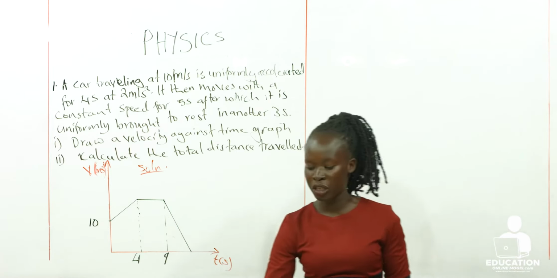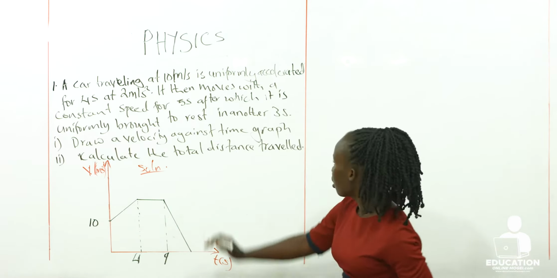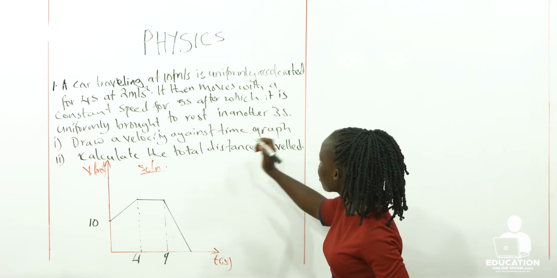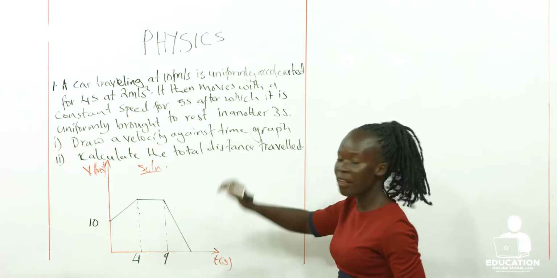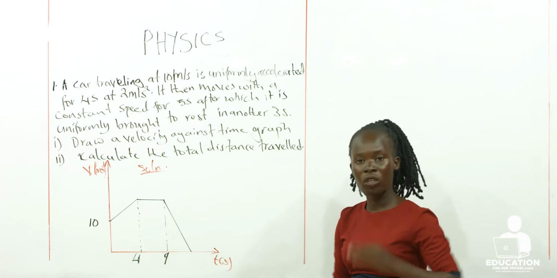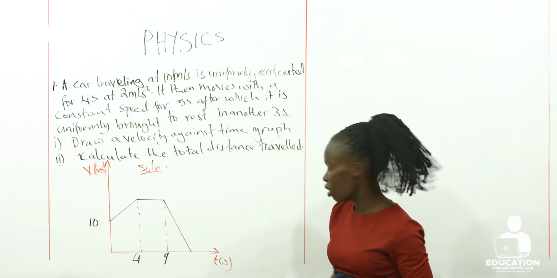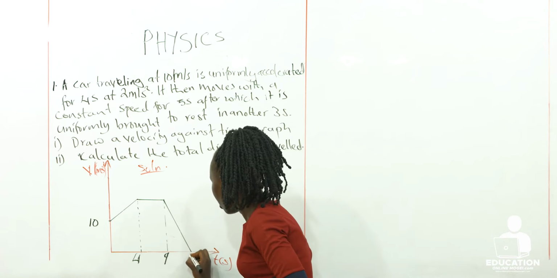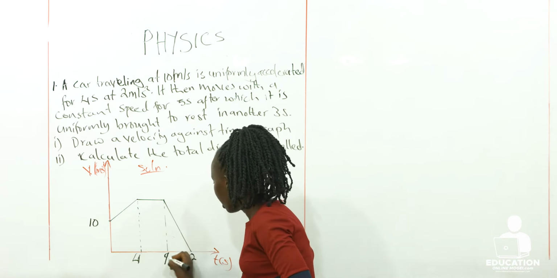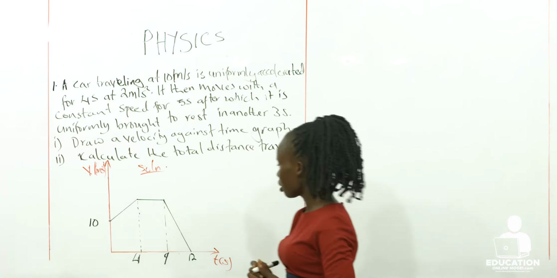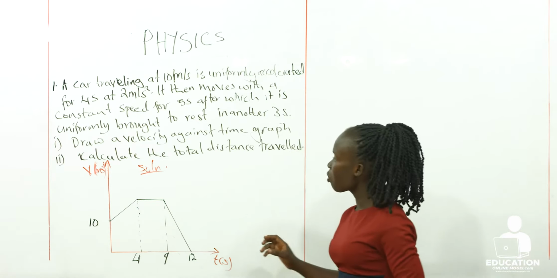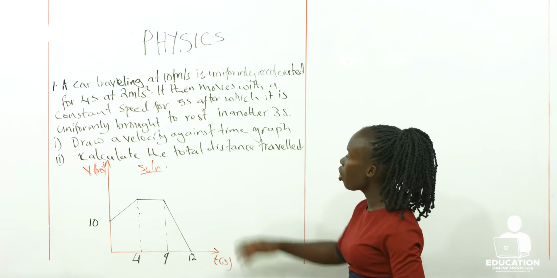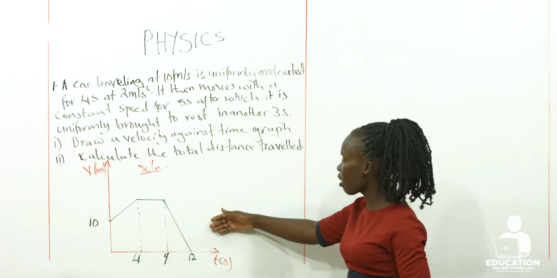How long did the body take to come to rest? The question is telling us that it was brought to rest in another 3 seconds. So it took the body 3 seconds to come back to rest, or to hold the brake, to stop moving. So 3 seconds, instead of writing 3 here, we shall have 12, because 12 minus 9 gives us 3. So with this we have represented our whole journey of the car in the graph.